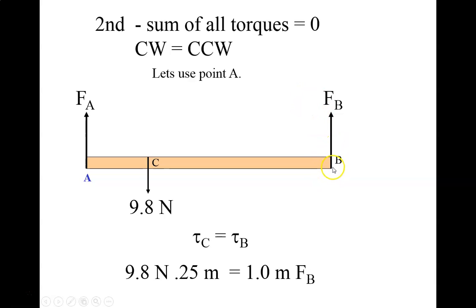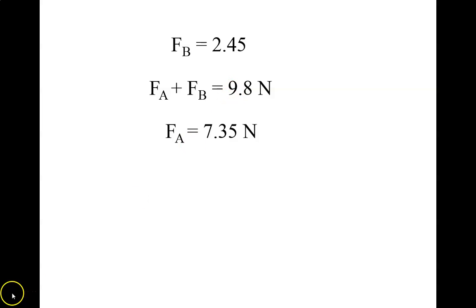And so that's going to be FB times 1. Now look, I've got an equation that's got one unknown in it, which is good. I can immediately solve for FB. FB equals 2.45. Going back to our original equation where we said that the two up forces had to add up to equal 9.8, I substitute in FB, and I get FA, and I'm done. So that's that example.